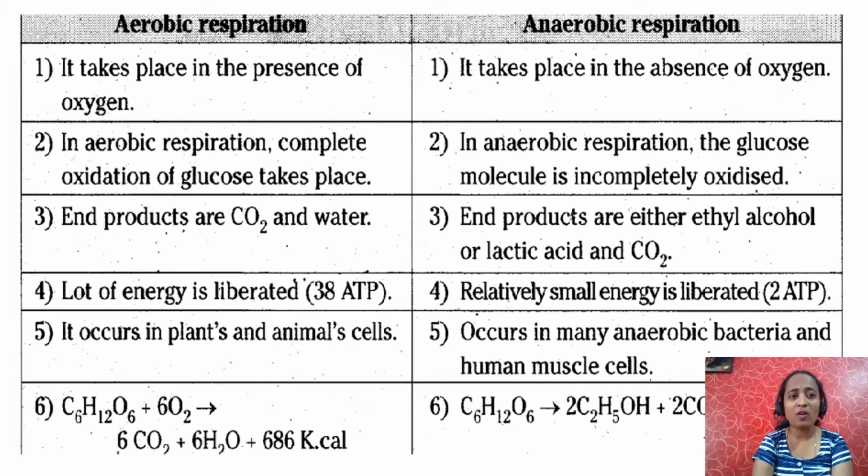Next, the end products of aerobic respiration are carbon dioxide and water. Here, end products are either ethyl alcohol or lactic acid and carbon dioxide. It depends upon the organism. A lot of energy is liberated. How many ATP molecules? One glucose molecule yields 38 ATP molecules. But in case of anaerobic respiration, only 2 ATP molecules are produced or released by one glucose molecule.